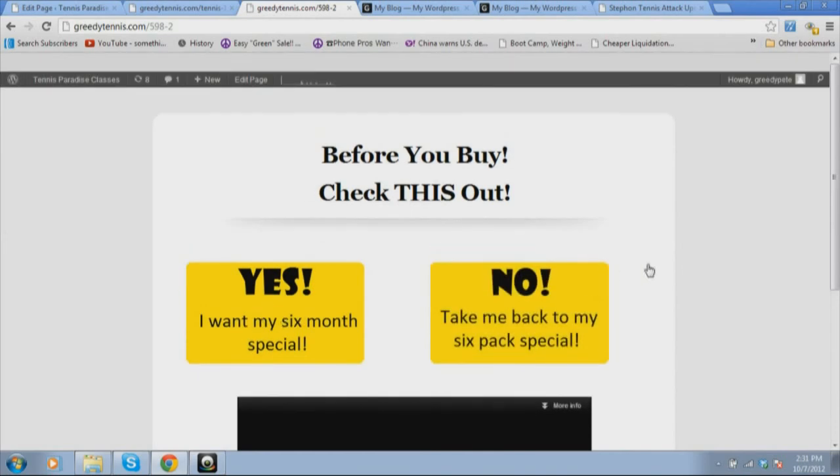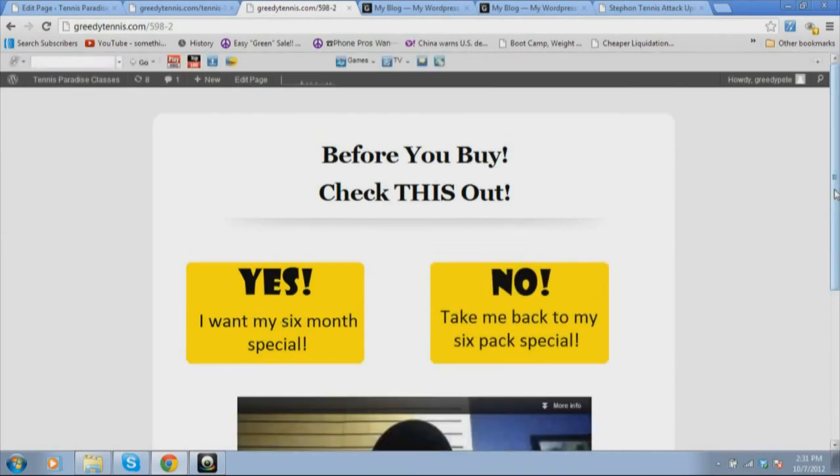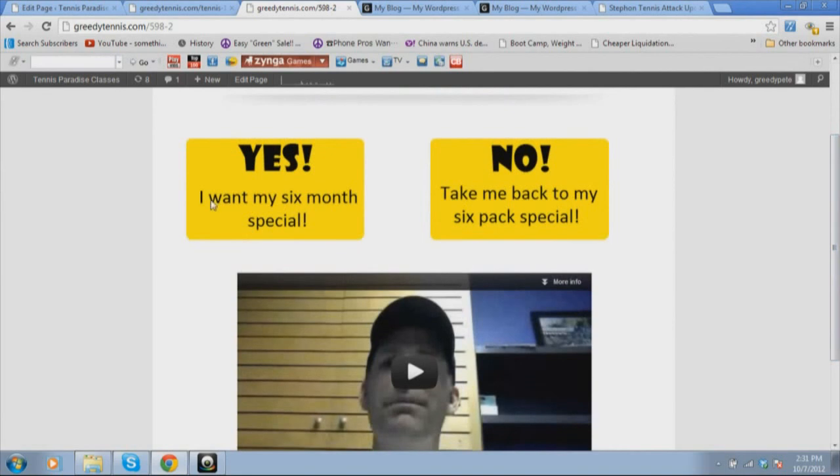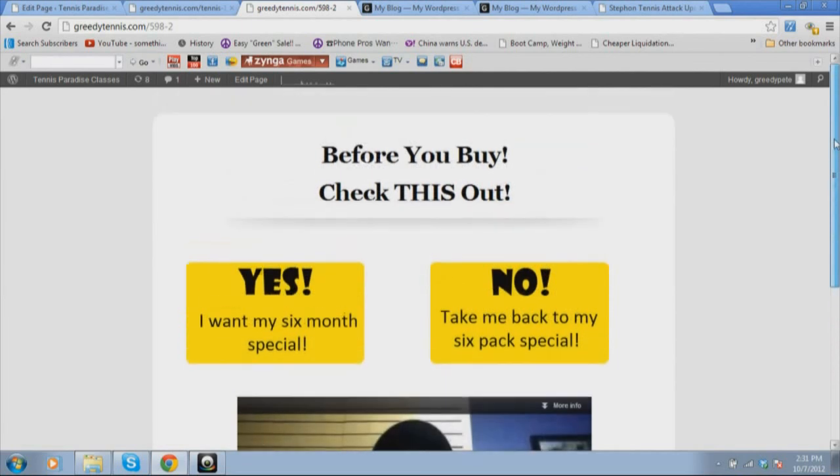And you can see that this particular page isn't very high tech, but it was very effective. It doesn't always have to be high tech. You see, yes, I want this special for 6 months, and so I had some people take me up on that. We made $1,000 that day selling that package, and it was completely rainy.